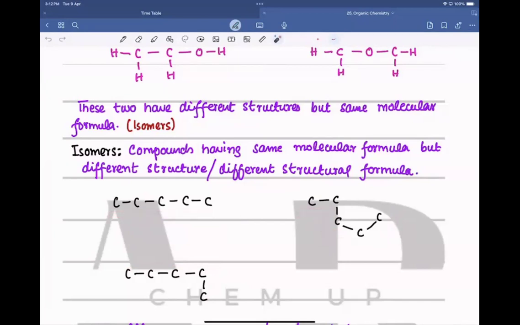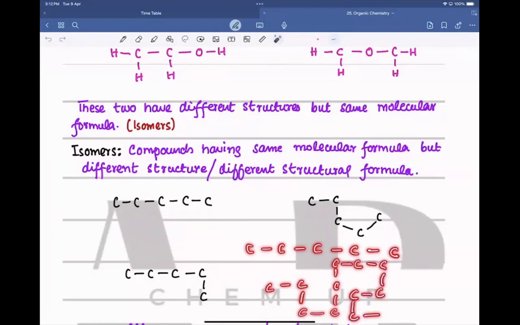So the important thing to remember is, if this is the structure, this is a straight chain. If I make it this way, so tell me, is it a straight chain or a branch structure? Branch. No, it is also a straight chain.